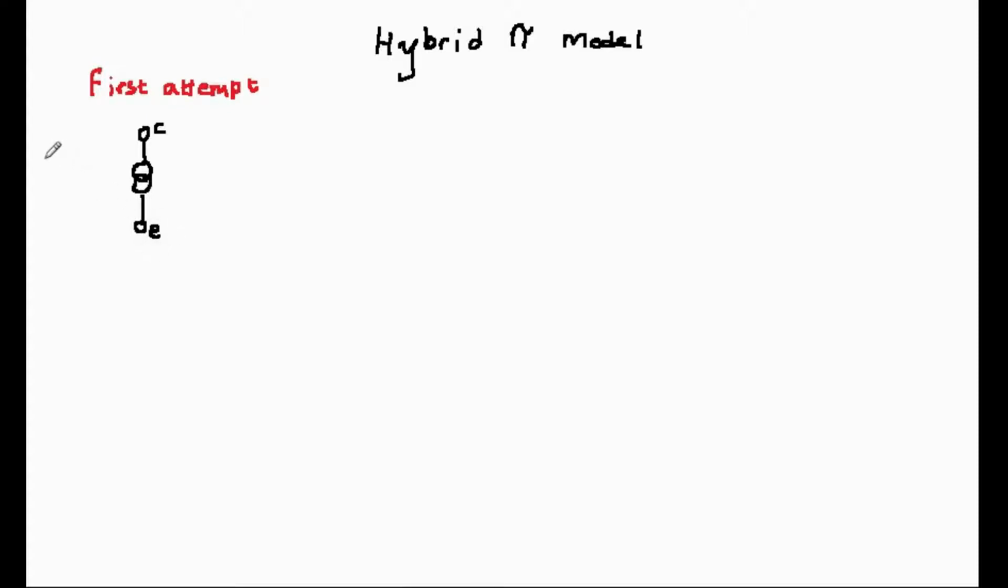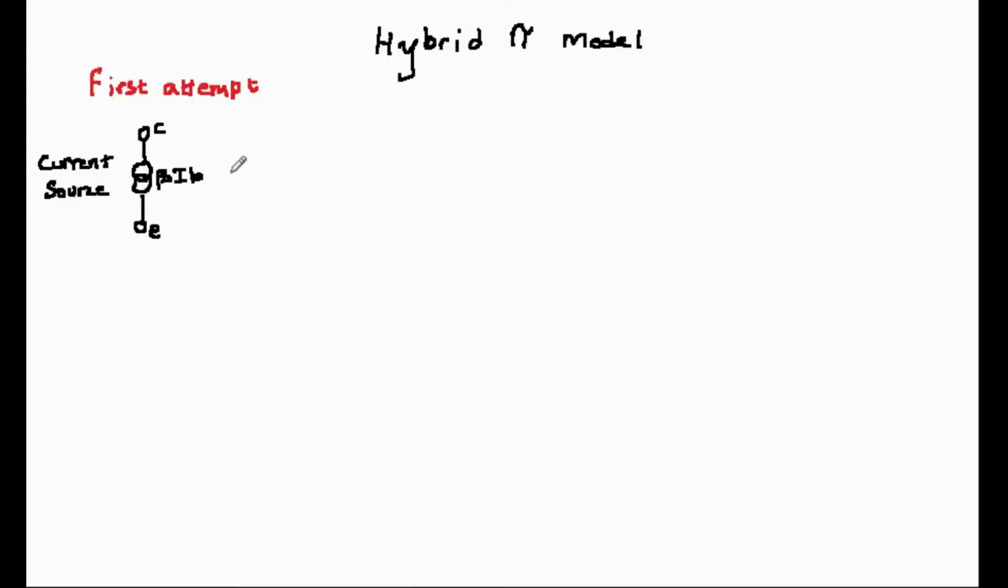Firstly, what goes into the collector comes out from the emitter, and this current is set not by the collector emitter voltage but by the base current. So a simple representation of this is shown on the screen. But this doesn't show the base connection.